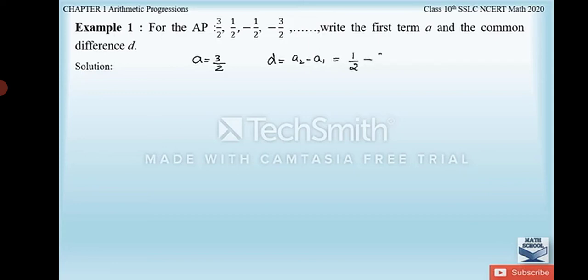So again, let us find D equals A2 minus A1. A2 is 1 by 2 and A1 is 3 by 2. So A2 minus A1, that is 1 by 2 minus 3 by 2, is equal to minus 2 by 2.